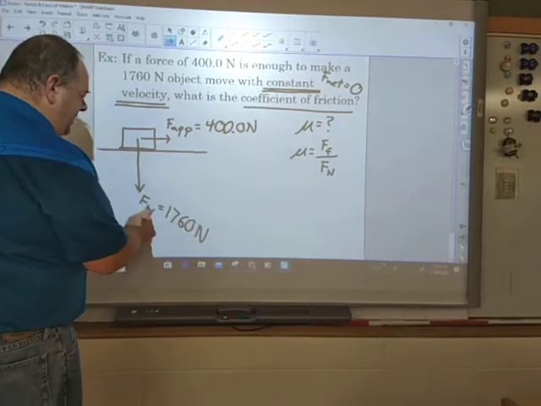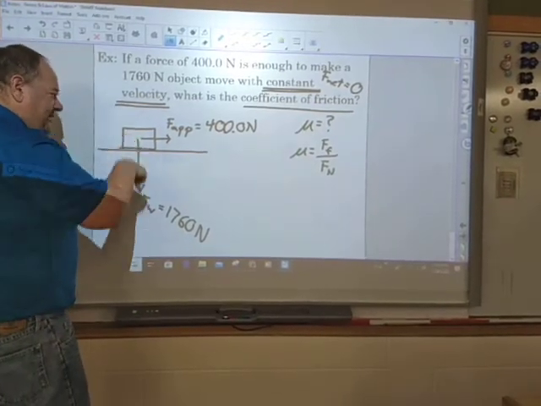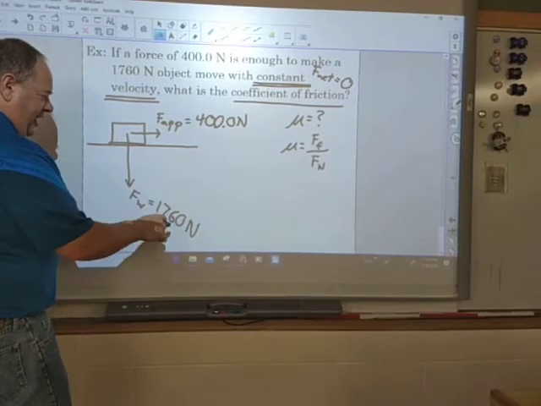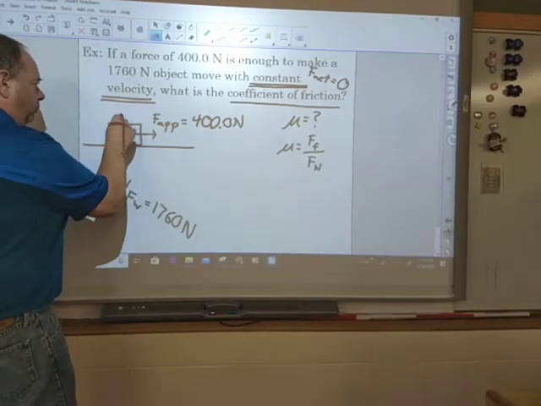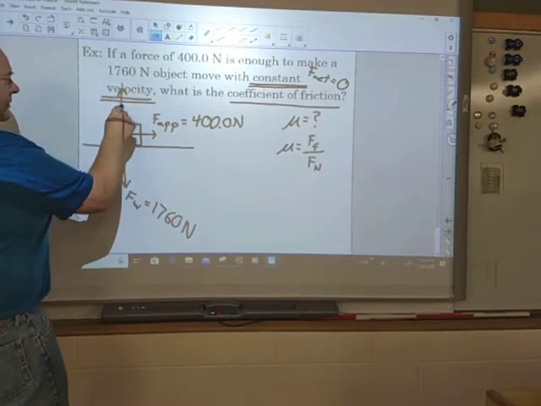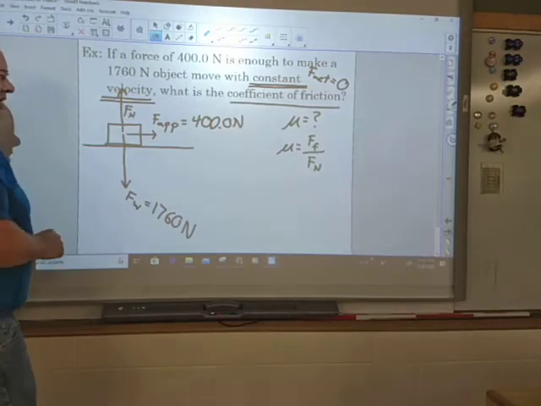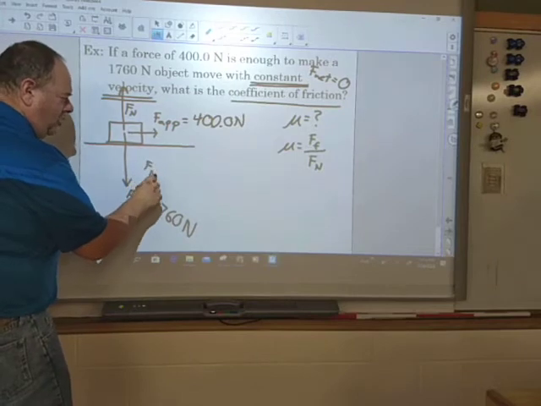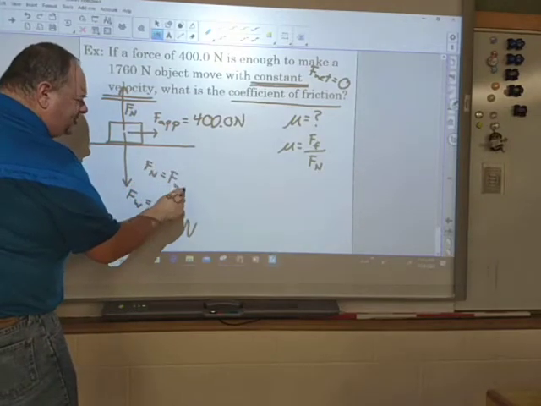So what that tells me is, this block is not accelerating up or down. So if the weight's acting down this way, the normal force is acting upward, equal and opposite. I think the normal force is equal and opposite to the weight.